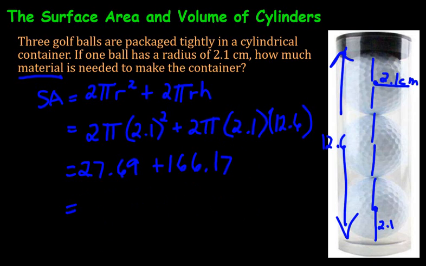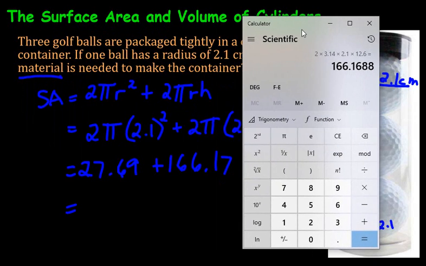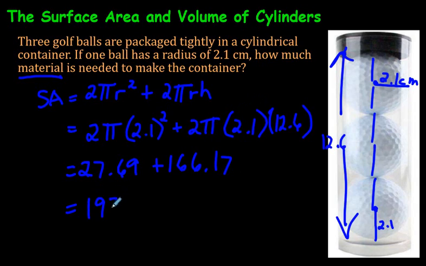Okay, and the final answer, all we have to do is add these two together. 27.69 plus 166.17, and we're left with 193.86. 193.86. Don't leave your answer just like that, people. Make sure you put units, okay? They were talking about centimeters here, so write centimeters. And we are talking about surface area here. So would we put a 2 here, or would we put a 3 here? If you're saying 2, you are correct, because we are talking about surface area.